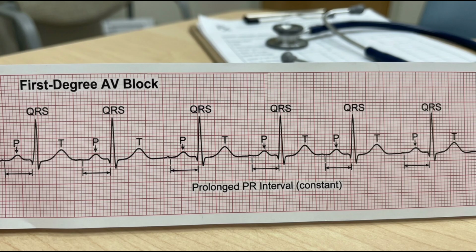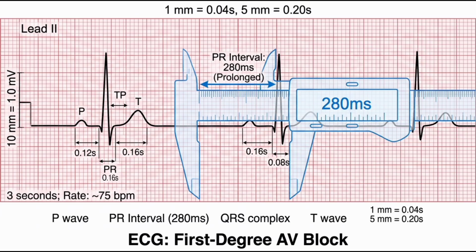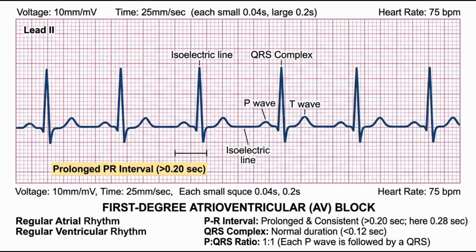A prolonged PR interval may indicate first-degree atrioventricular block. The hallmark of first-degree AV block is a PR interval greater than 200 milliseconds. First-degree AV block may occur due to increased vagal tone, medications, or conduction system disease.